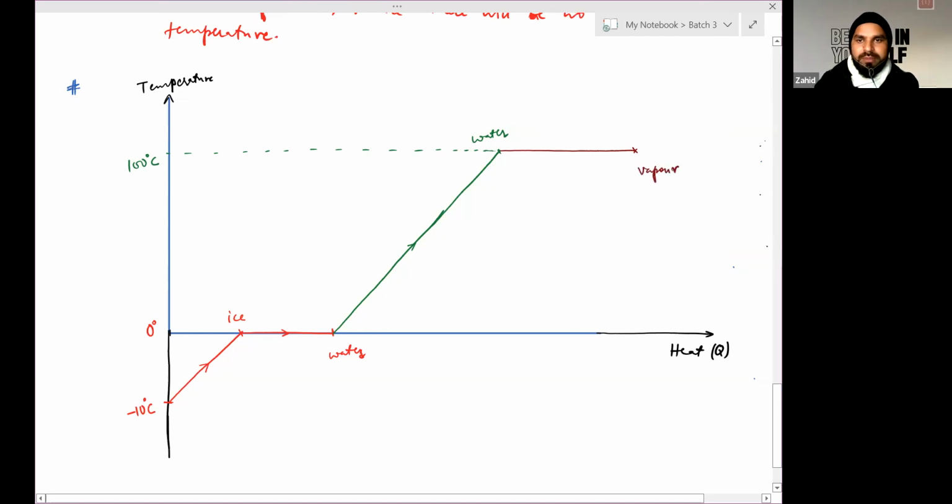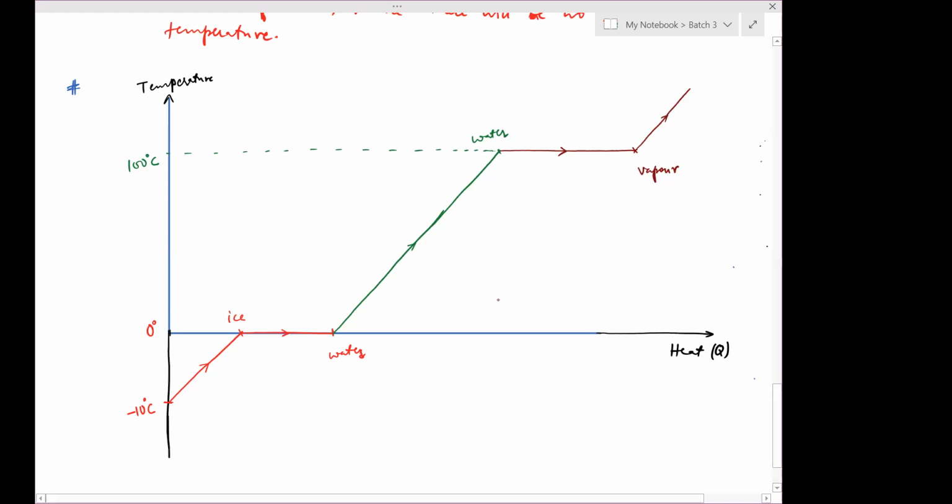On converting completely into vapor, this change from water into vapor is called latent heat of fusion. And on further heating, it may rise in temperature like this. So for any conversion, you just use this particular graph. Atif, is it clear? Yes, sir.